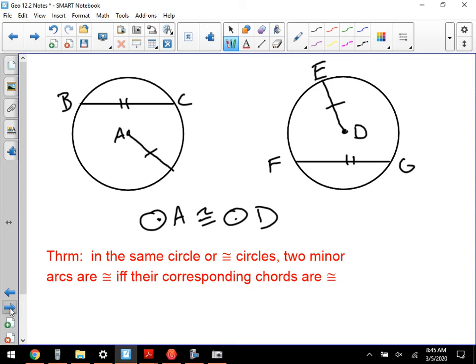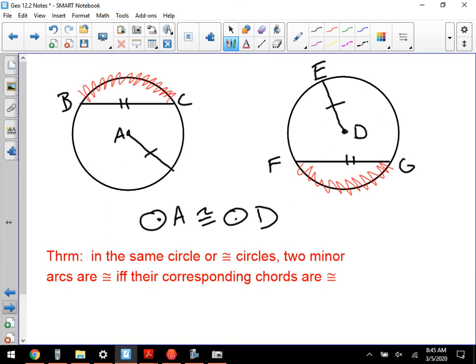So what happens here is that in order to have arcs and chords, and this is kind of weird, 2 arcs are congruent if their chords are congruent. Sounds really weird. But 2 arcs are congruent if the chords are congruent. You'll see this more often within one circle, and I'll show you an example of that in a second.